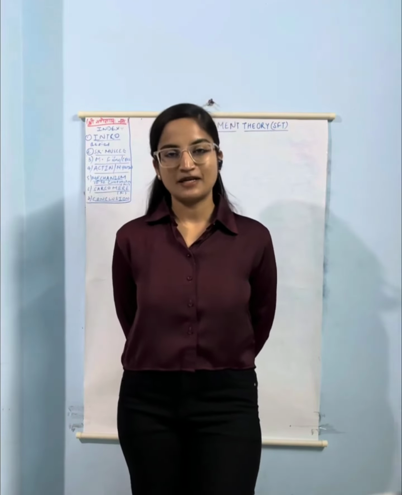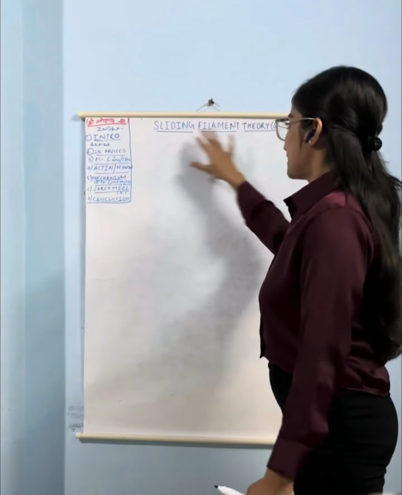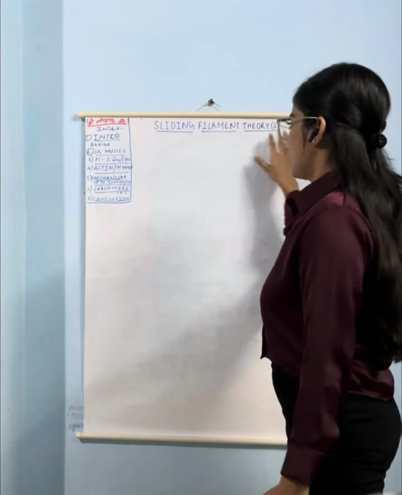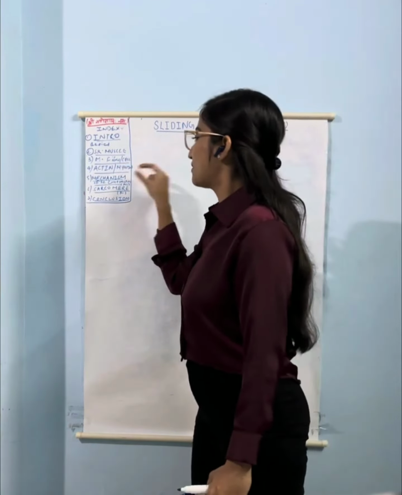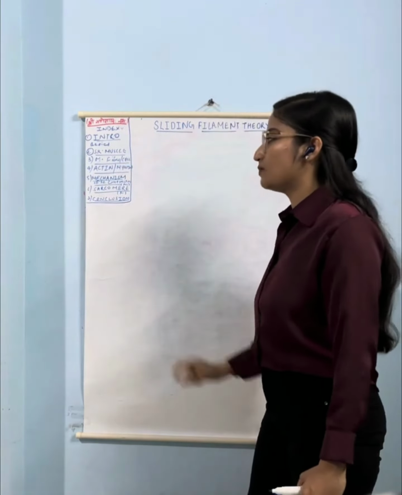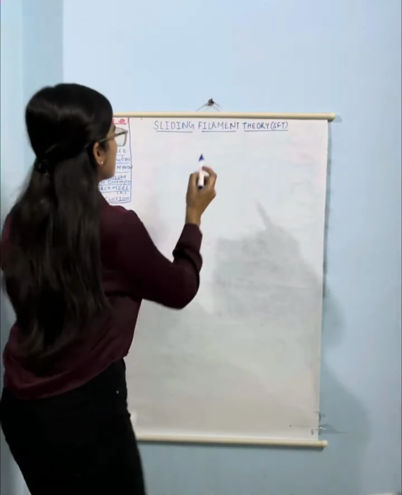And here I am representing myself for the demo lecture on the topic sliding filament theory. So, this is the topic, sliding filament theory. Let's first discuss the index. I will start from the introduction, then we will discuss some basics about skeletal muscle fiber or cell, contractile protein, actin and myosin, mechanism of muscle contraction. Then we will discuss sarcomere, which is the functional unit of muscle contraction. So I will start from the introduction.